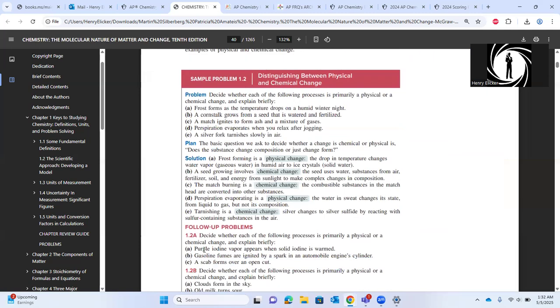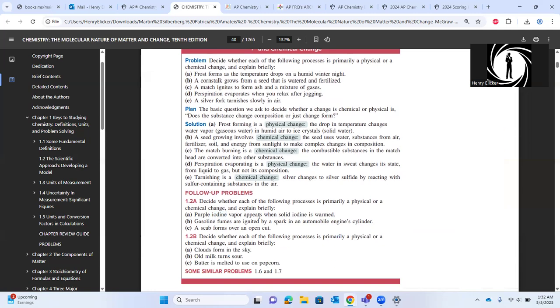Okay, so here they give you some examples. How about this one? Purple iodine vapor appears when solid iodine is warmed. Well, look, it's still iodine at the end. Is there a change or not? There's not a change. Solid iodine turns into another form of the same thing, iodine. Physical change.